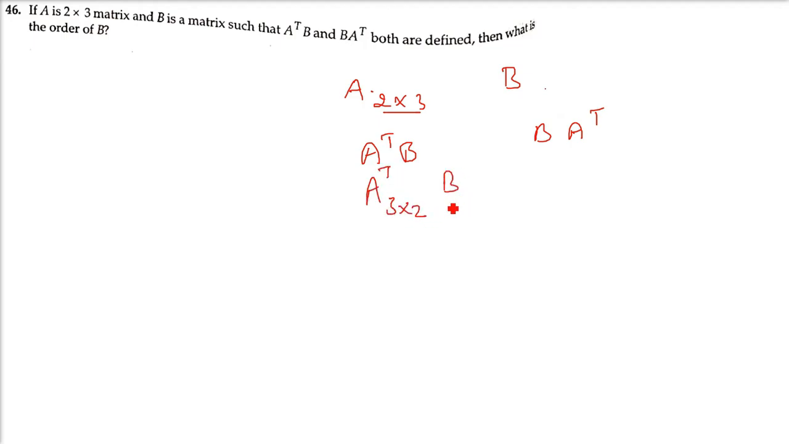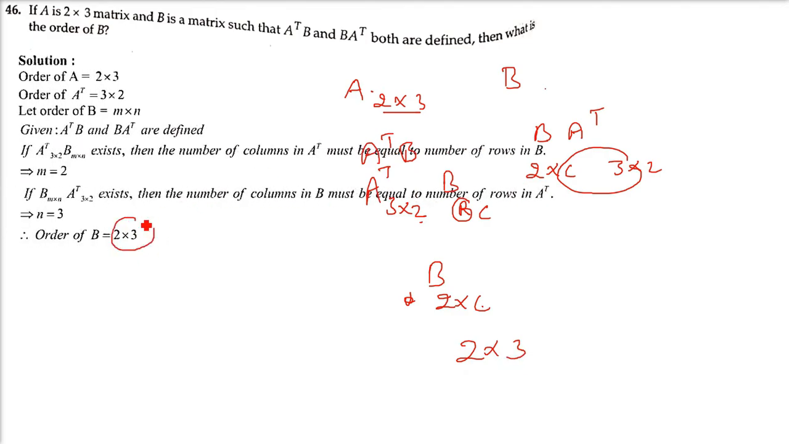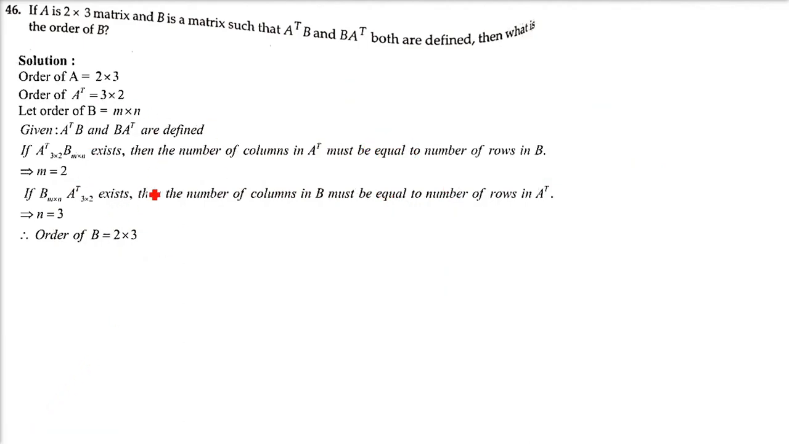And since A transpose B is defined, so if you take row and column, has to be equal to 2. So we got the row of B, row into column. Now B A transpose is also defined. B is 2 into C, C assumed to be column, and A transpose is 3 by 2. So since B A transpose is also defined, C has to be 3. So C is 3, row is 2, column is 3. So the order is 2 by 3. But you have to do in this way, which is being given here. One by one step you have to take.